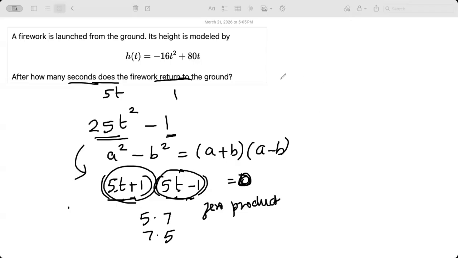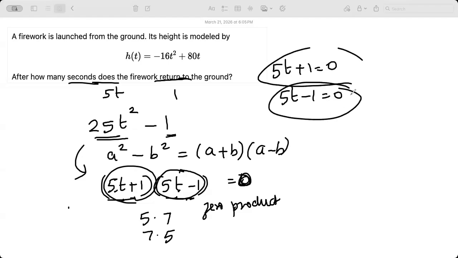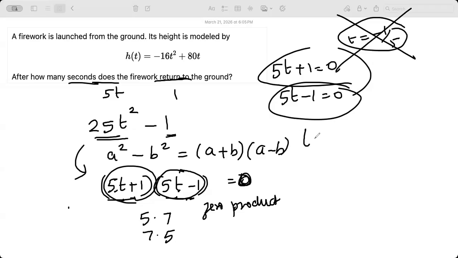One of them has to be 0. So you can equate this to 0 or you can equate this to 0. Make sense? Both the factors can be equated to 0. That is how you find the t value. Here, t value will be minus 1 by 5. Time cannot be negative, so this is not the answer. Time is 1 by 5. Now, this is not the answer for this one.